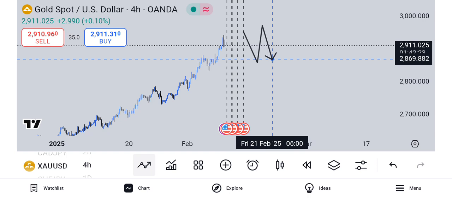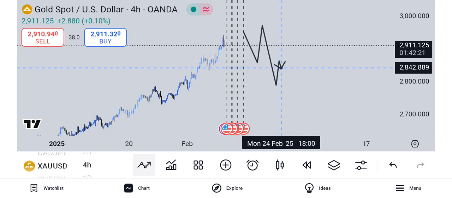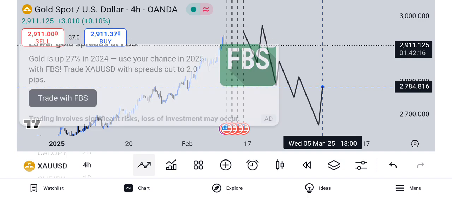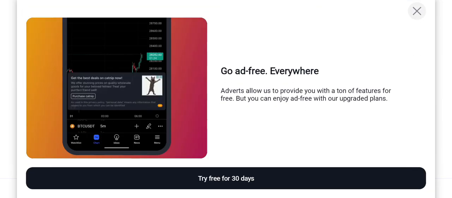So we have a lower low. What do we expect? Lower high, lower low, lower high, lower low, lower high. So this is how it works, guys.